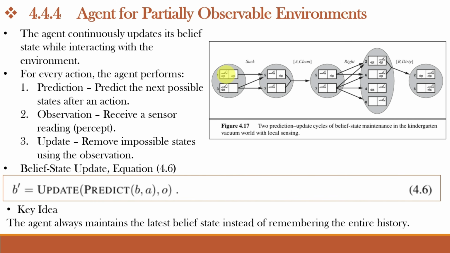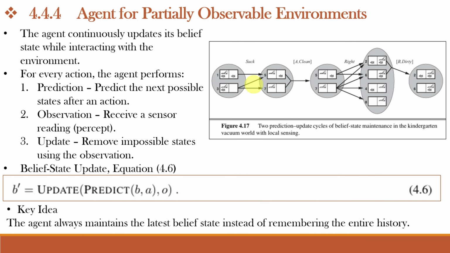Initially, the agent receives the percept, that is A, dirty. This means that the left room is dirty, but the agent still cannot identify its exact state. Therefore, its belief state is {1, 3}. It means the agent knows that it is either in state 1 or state 3. The first action is suck.